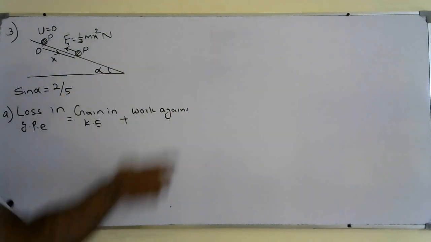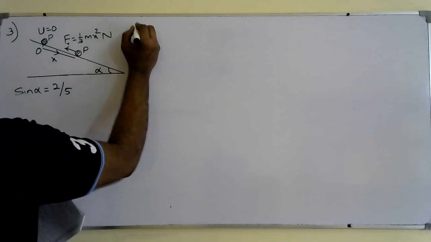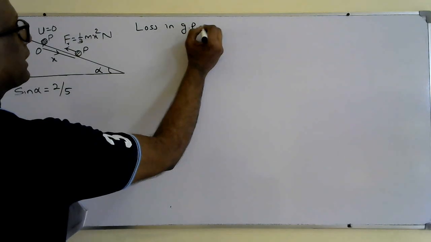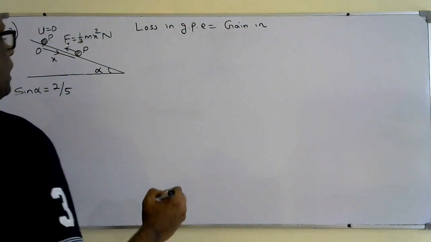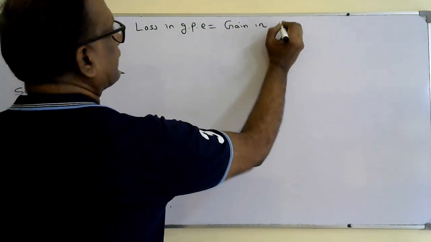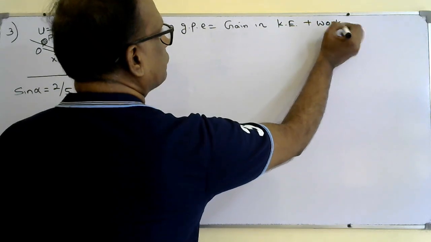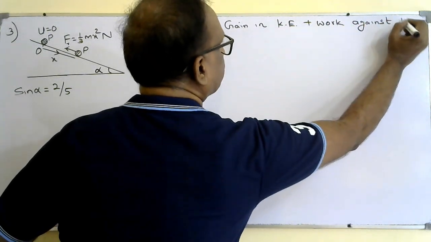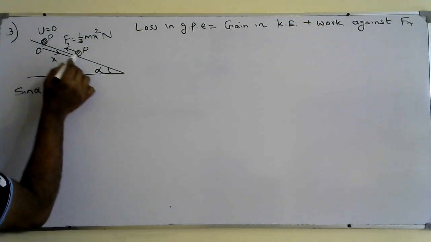Alright, I started here, you can save space. Loss in gravitational potential energy equals gain in kinetic energy plus work against opposing force. I put opposing force as Fr, so I use that one. Loss in GPE: imagine it has gone down along the slope by x.